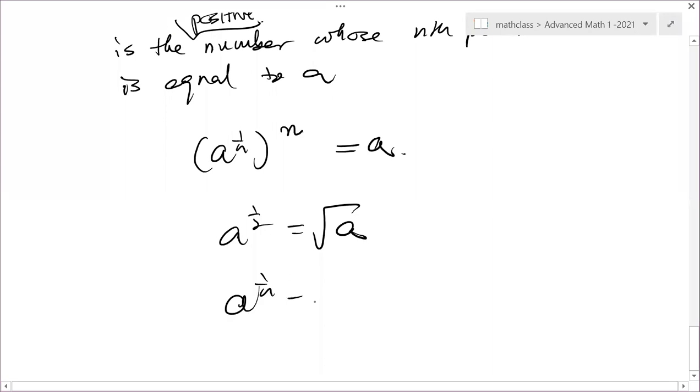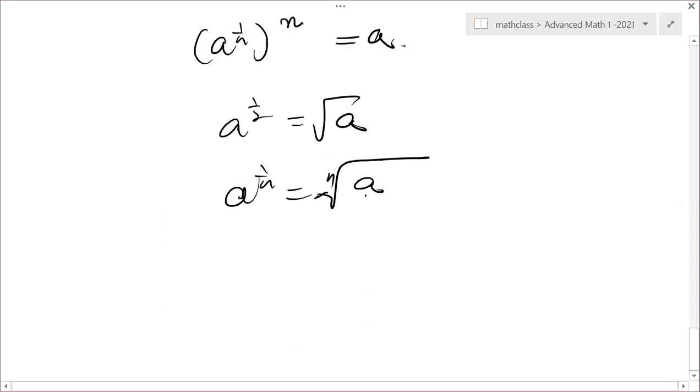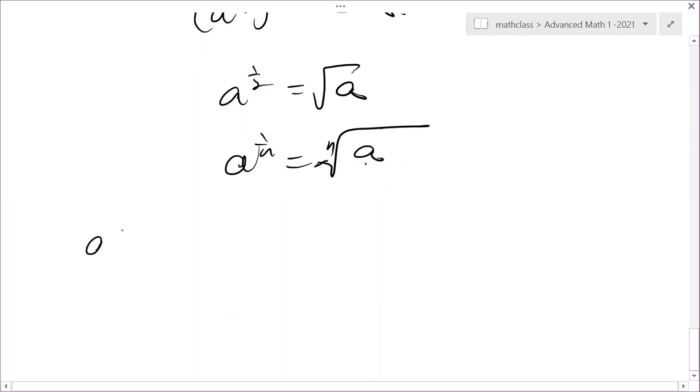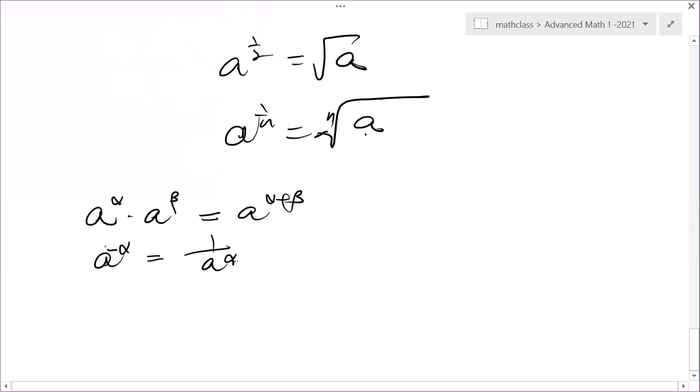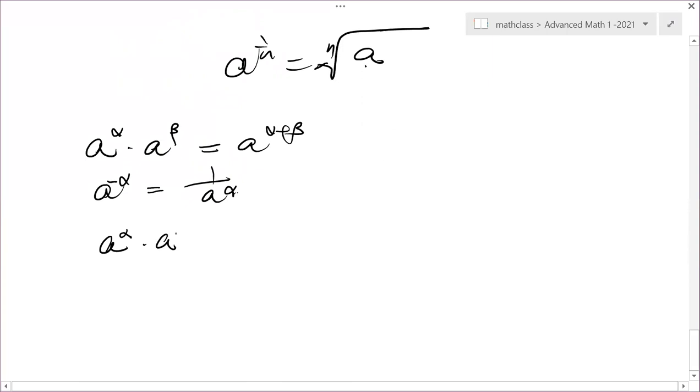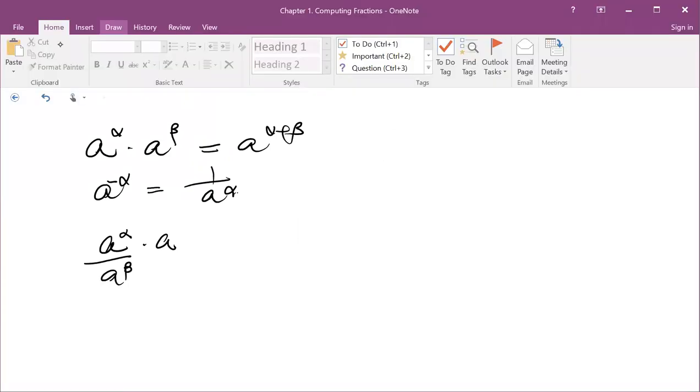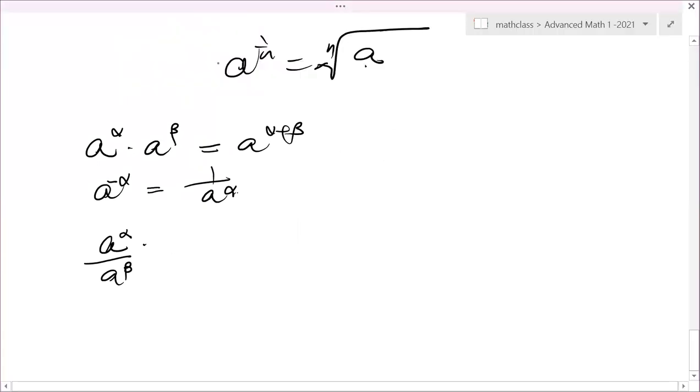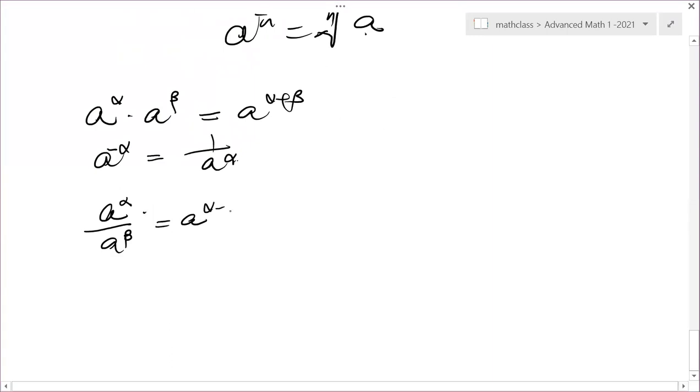But how about in general? In general, on the left-hand side is the exponent notation, and on the right-hand side is the traditional notation called the nth root of a. There are certain rules I have to follow, and mathematicians already showed that. We say a to the alpha times a to the beta is going to be a to the alpha plus beta. And a to the negative alpha is going to be 1 over a to the alpha. Then a to the alpha divided by a to the beta, with a to the beta in the denominator, where alpha and beta could be irrational numbers, is going to be a to the alpha minus beta, and also can be a to the beta minus alpha, depending on where you want to put it.